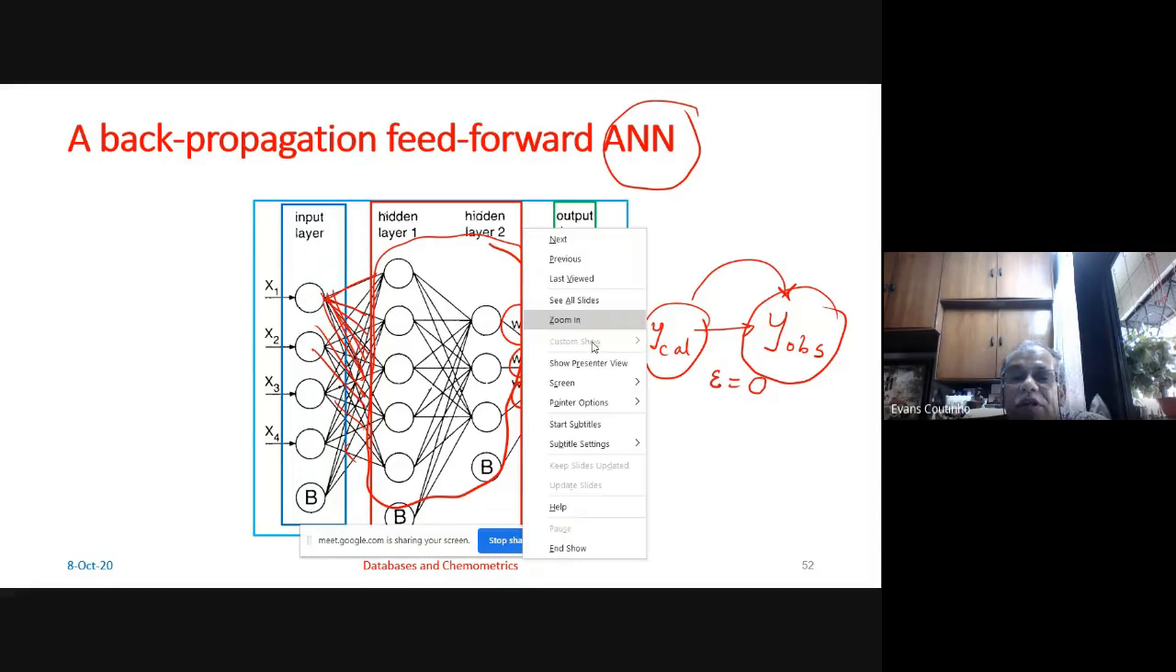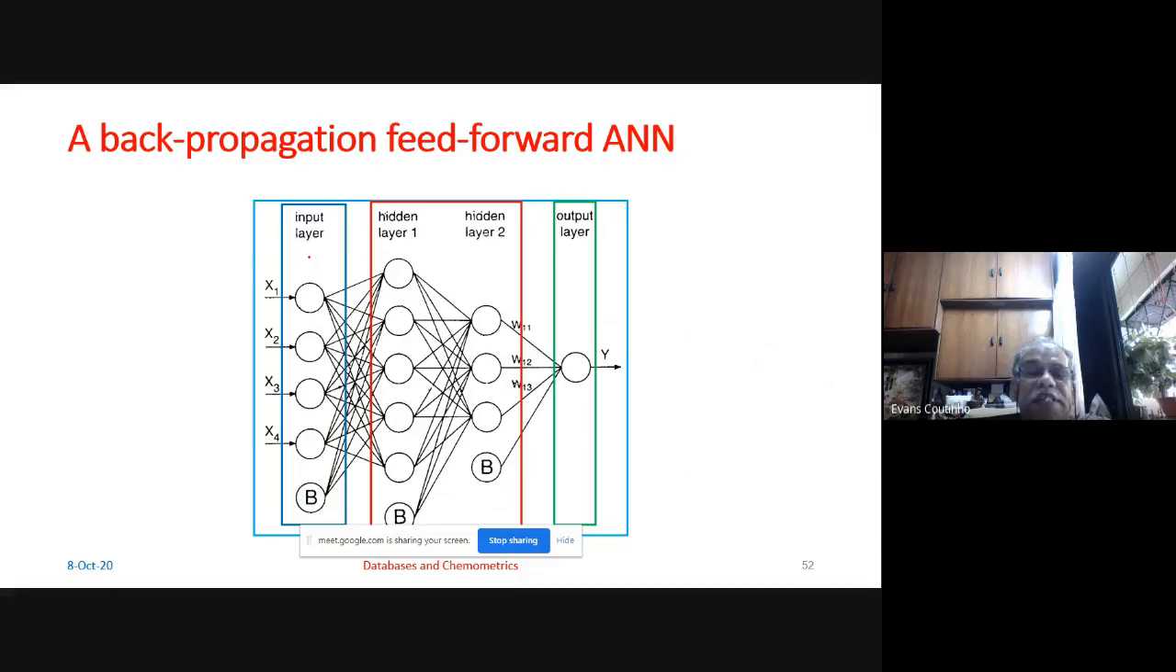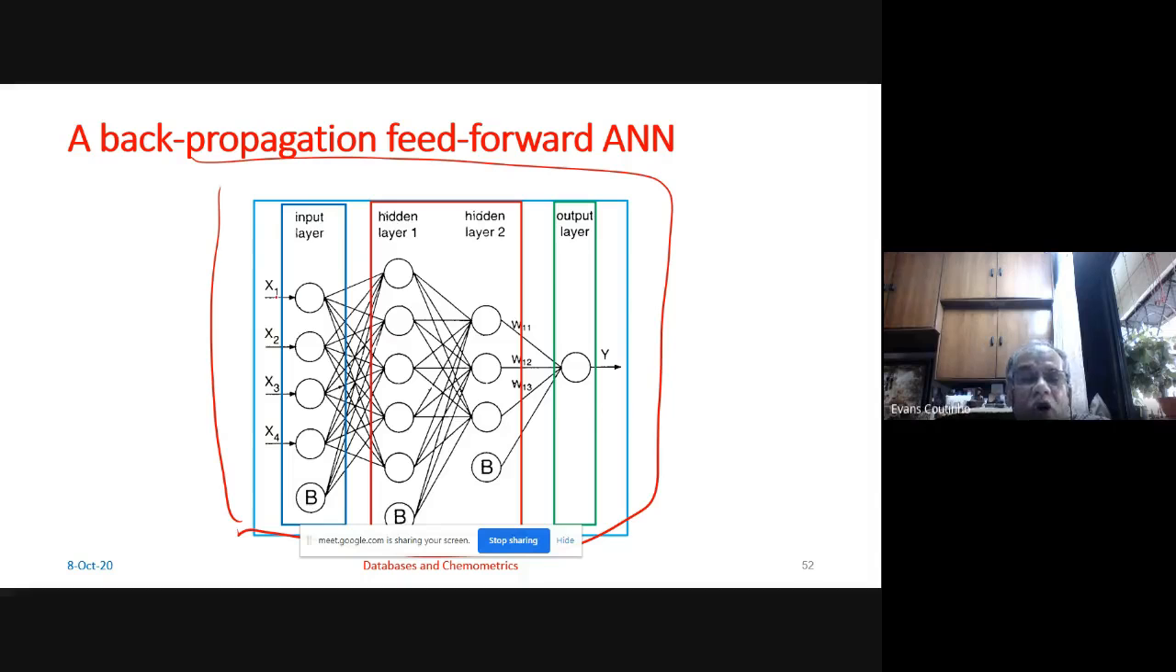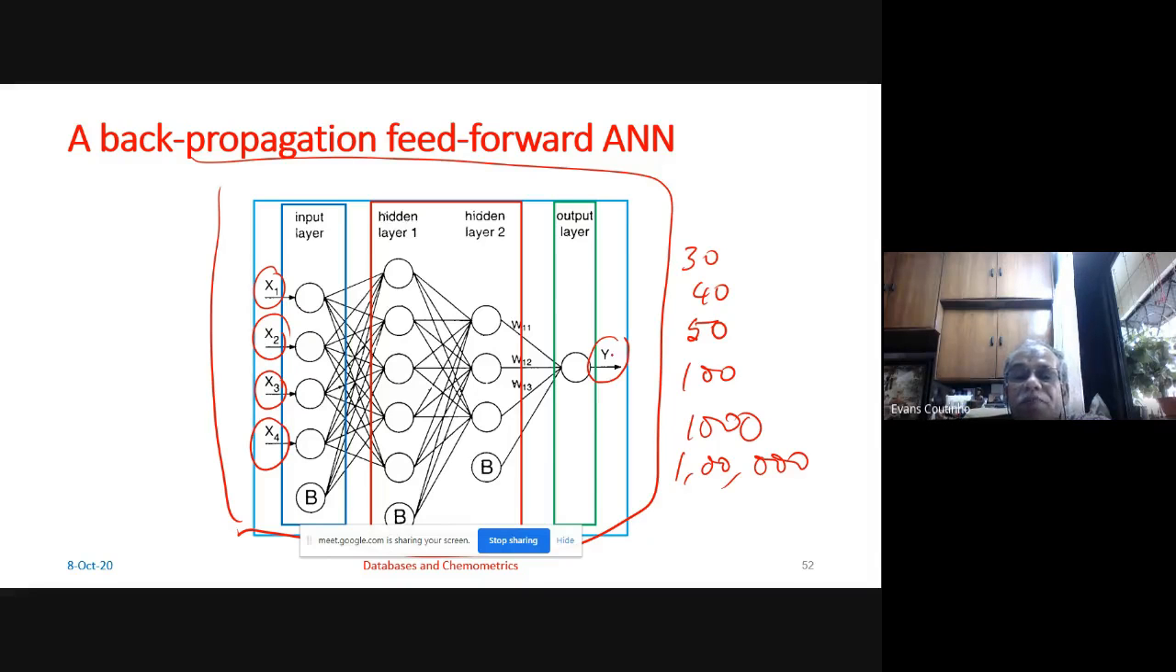So let me tell you what is being done. The first thing is that we have to train the artificial neural network. We have a set of molecules for which we know the variables, and for each molecule we know the endpoint, the activity. We'll present to the artificial neural network a set of molecules, maybe 30, 40, 100, 1,000 or even lakhs from our database. We can train on these molecules in such a way that there is a good prediction of the activity. That is called the training part.